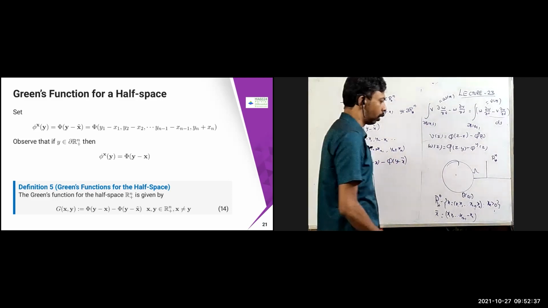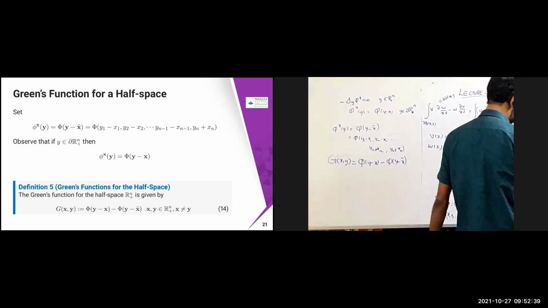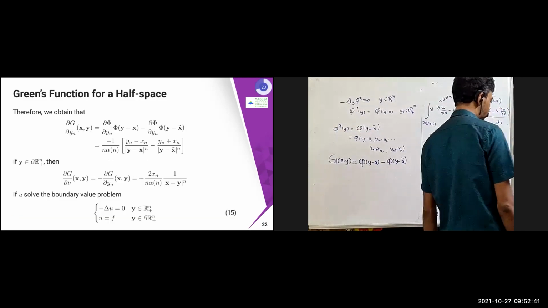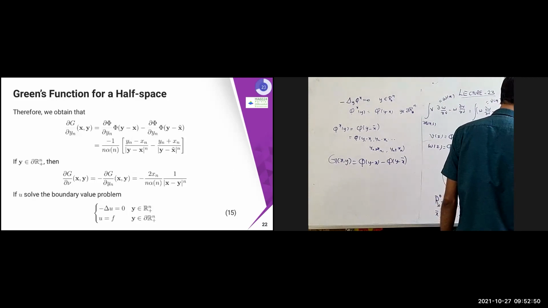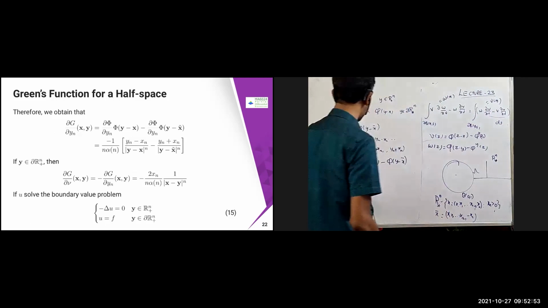Okay. And this is the Green's function for the half space. So therefore, what we obtained is that I'll just complete this. Therefore, using the representation formula, what you are going to get is the same thing. Okay, use the representation formula.